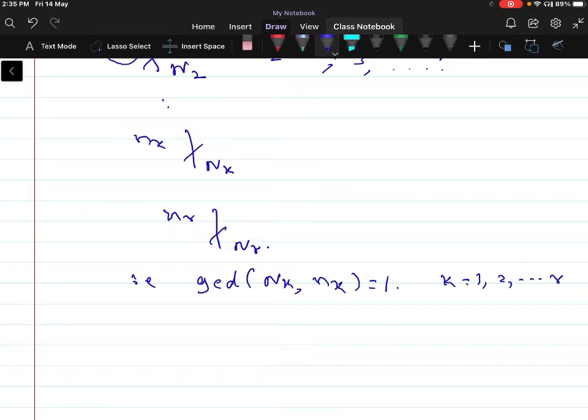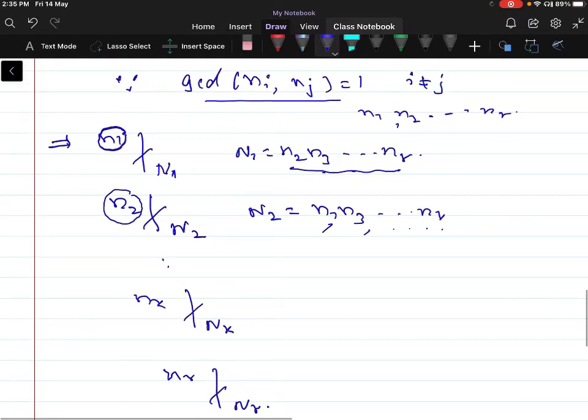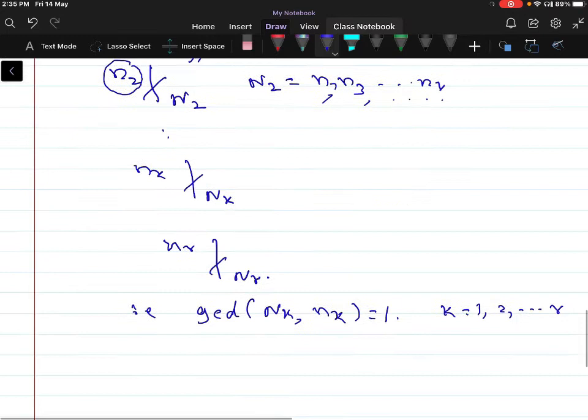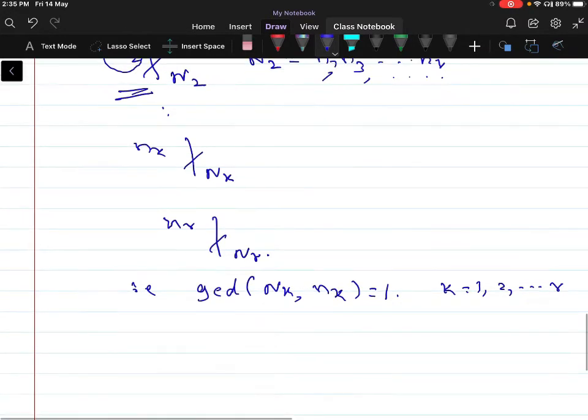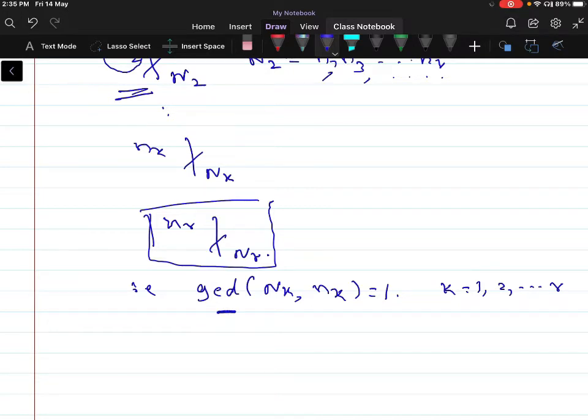When k is equal to 1, GCD of capital N1 with small n1 is 1 because n1 does not divide capital N1. When k is equal to 2, again GCD of capital N2 and small n2 is equal to 1 since n2 does not divide capital N2, and so on. When k is equal to r, GCD of capital Nr and small nr is 1 because the integer small nr does not divide capital Nr. So therefore GCD of capital Nk with small nk is equal to 1. So this is true for all k is equal to 1 to r.